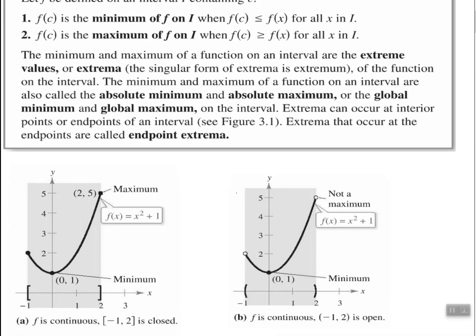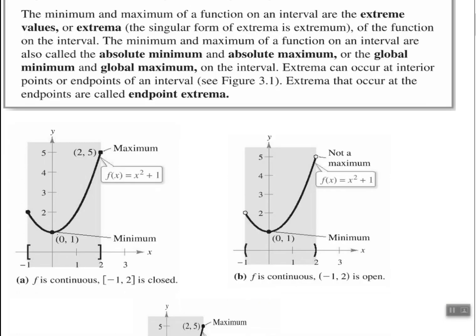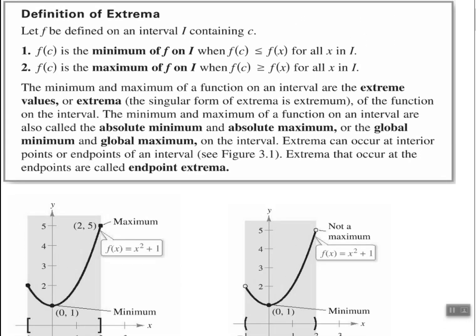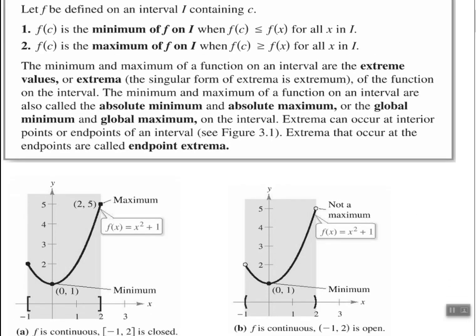So quick example, if we look down here at the point 0, 1, we have a minimum. You see that's the lowest point on the entire function, and the function is continuous. Then we have f of c is a maximum of f on the interval I when f of c is greater than or equal to f of x for all x in the interval I. So again, if we look at the same graph here, we see at the point 2, 5 that we have a maximum. That's the highest point on this closed interval that is continuous from endpoint to endpoint.